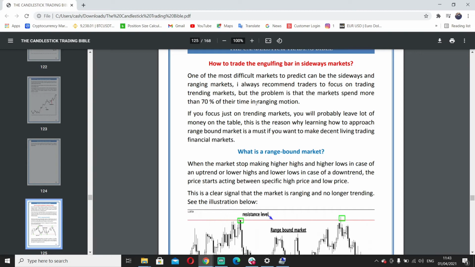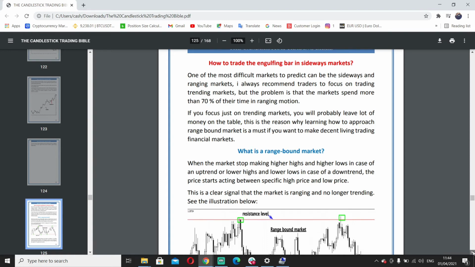This is the reason why learning how to approach range-bound markets is a must if you want to make a decent living trading financial markets. What is a range-bound market? When the market stops making higher highs and higher lows in the case of an uptrend, or lower highs and lower lows in the case of a downtrend, the price starts acting between a specific high price and low price. This is a clear signal that the market is ranging and no longer trending.